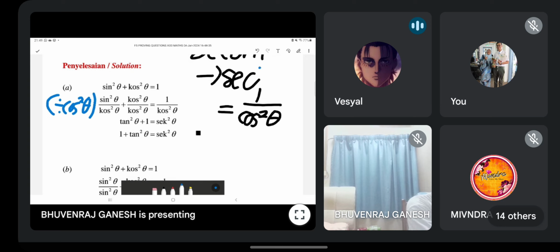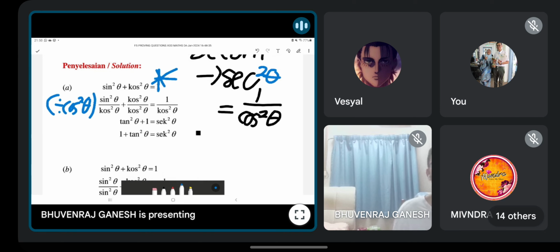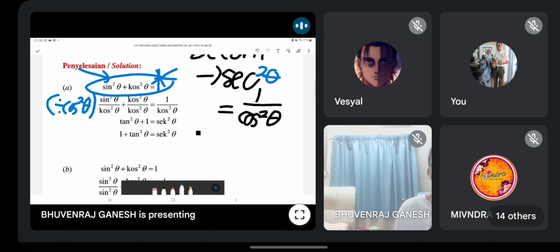And the next one is actually 1 over cos square theta. 1 over cos square theta is actually secant square theta. So we've proven the formula. Correct. Okay, so I think Malay is the same lah. You all must just guna rumus ni. Okay, this formula guys, rumus ni sangat penting. This formula very important. Dia boleh guna untuk semua jenis proving.